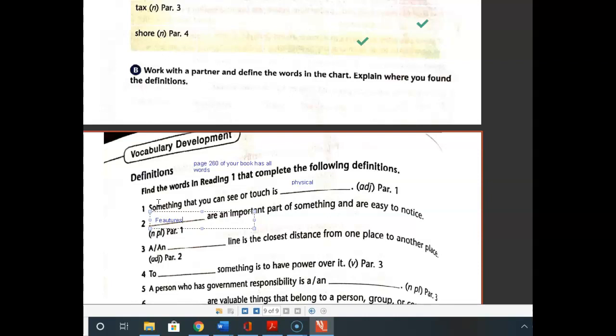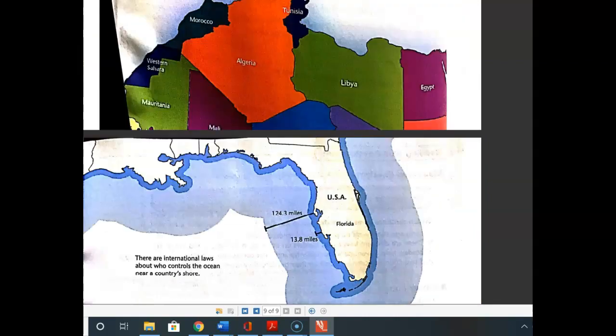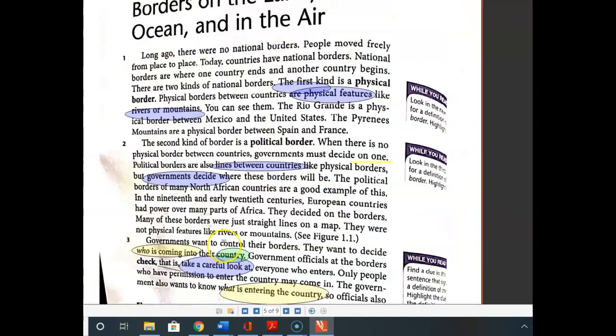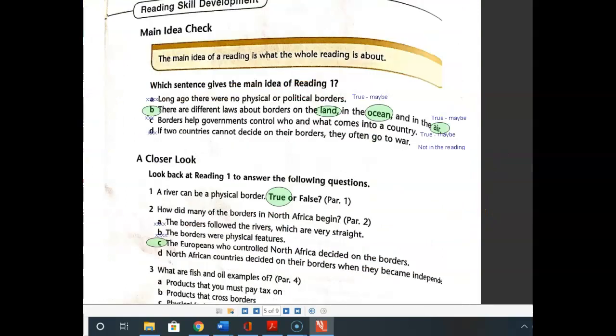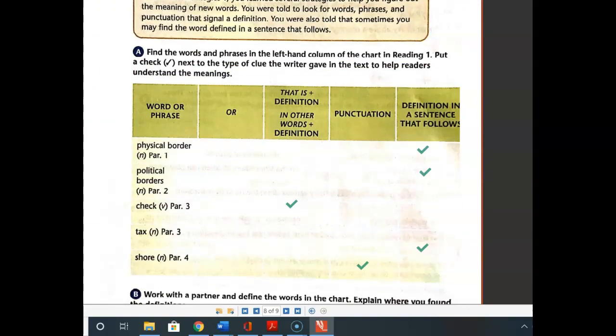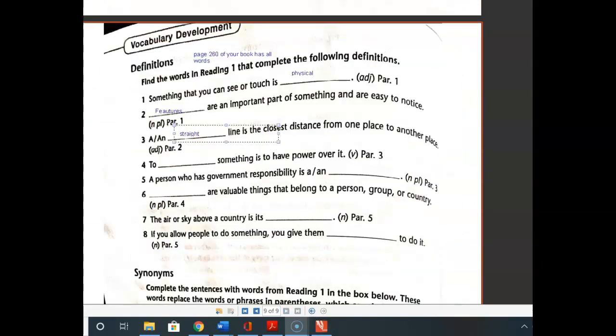Okay. Number 3, a line is the closest distance from one place to another place. Which word could go in this? So here we can use the word straight, straight lines on a map. You see that word, straight lines on a map. So straight lines are lines in between two places. Let me give a couple other examples of straight. You often hear straight when we are giving directions, like go straight for 2 blocks.